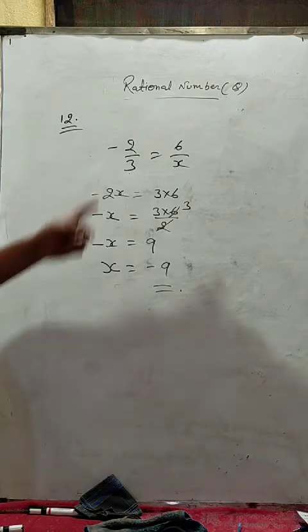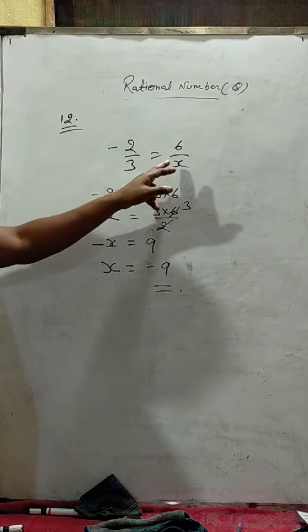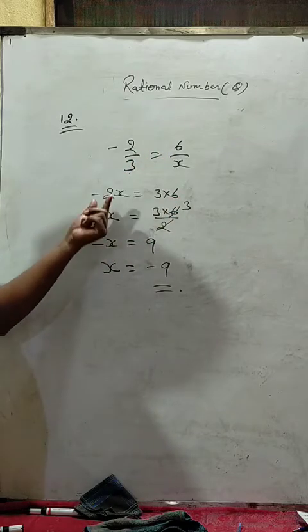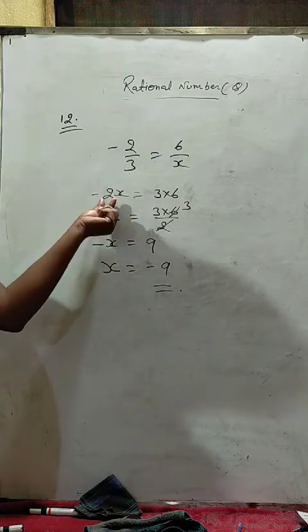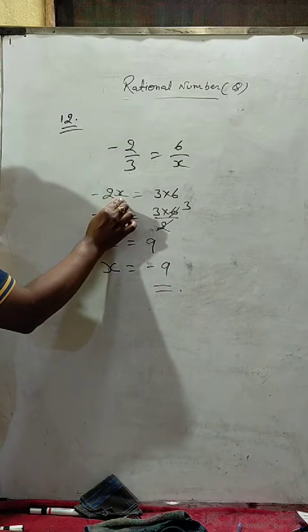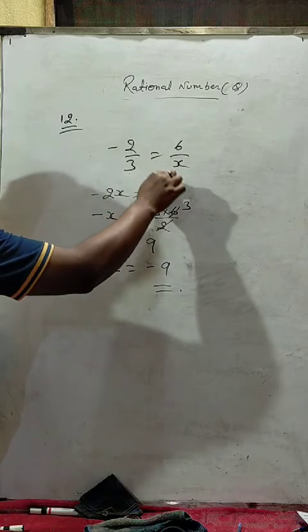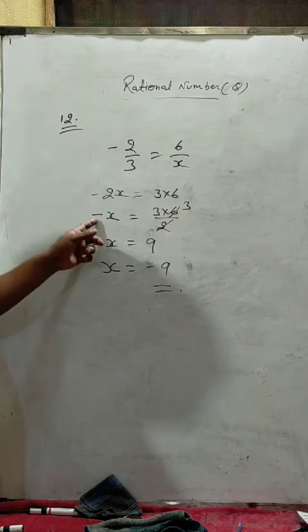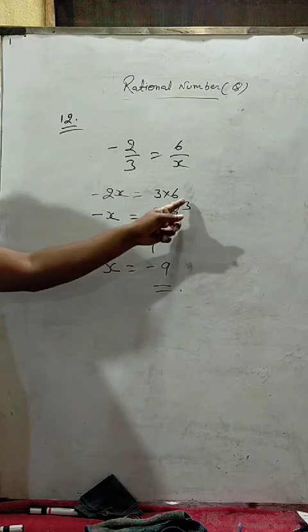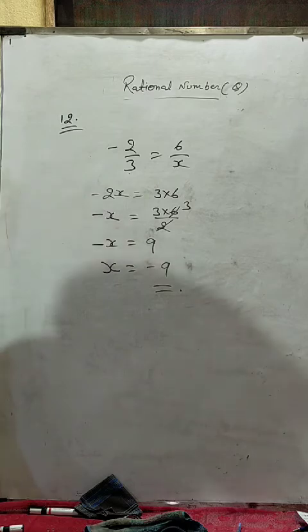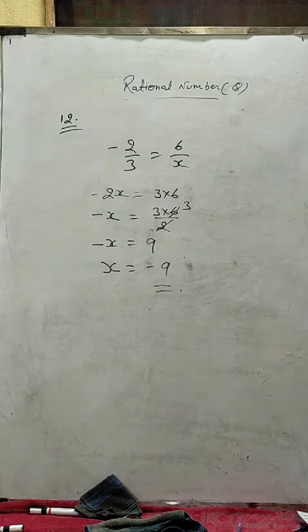Okay. First of all, we will cross multiply it. X into 2 is minus 2x, 3 into 6 is 3 into 6. Because 2 is multiplied by x, if we transfer it to this side, it becomes a divisor. So minus x equal to 3 into 6 by 2, we divide it, minus x equal to 9, so we can write x equal to minus 9. So this way we will get the answer.